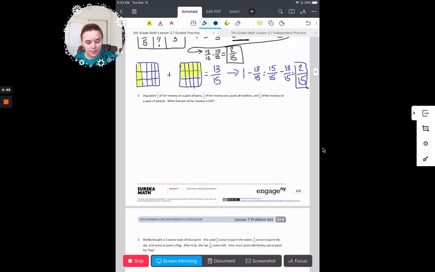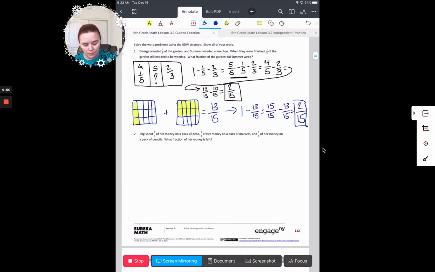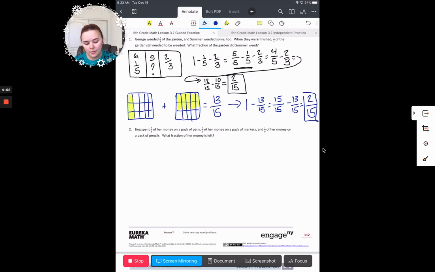So number two says, Jing spent 1/3 of her money on a pack of pens, 1/2 of her money on a pack of markers and 1/8 of her money on a pack of pencils. What fraction of her money is left? So the first thing that we need to do is add each of those things together, and then we will know what fraction she's got left.